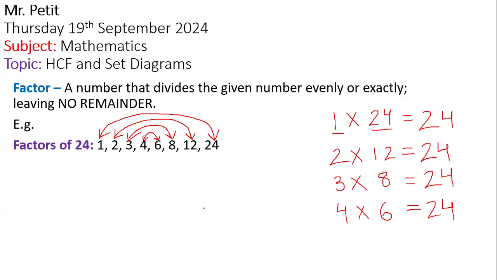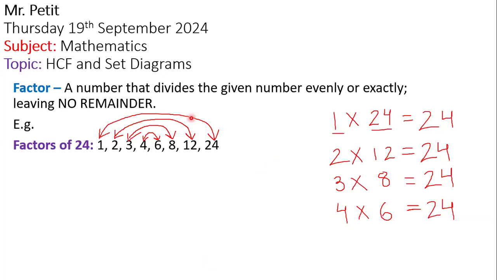So what do we call these numbers? What do we call 1 and 24? What do we call 2 and 12? What do we call them? 3 and 8. We don't call them multiples. They're factors. Factors of 24. All right? The factors of 24.